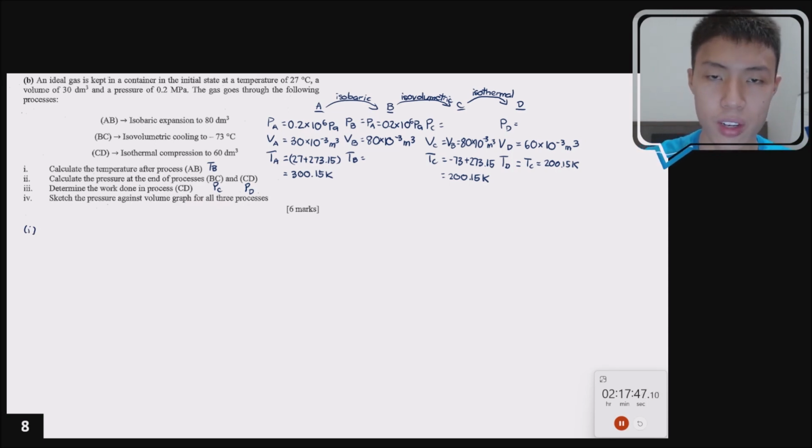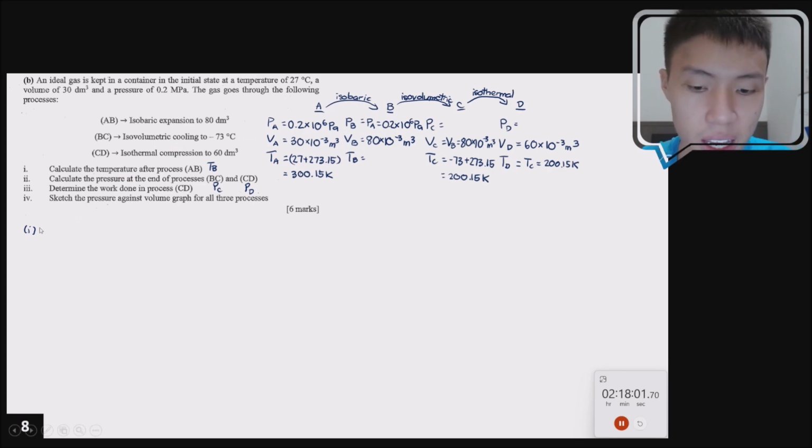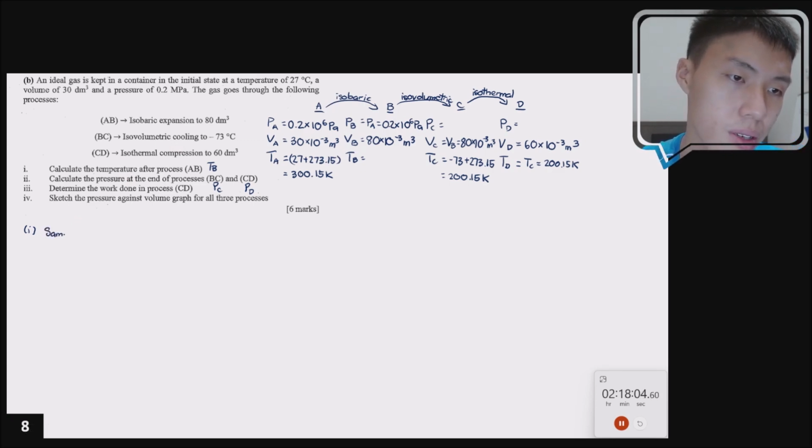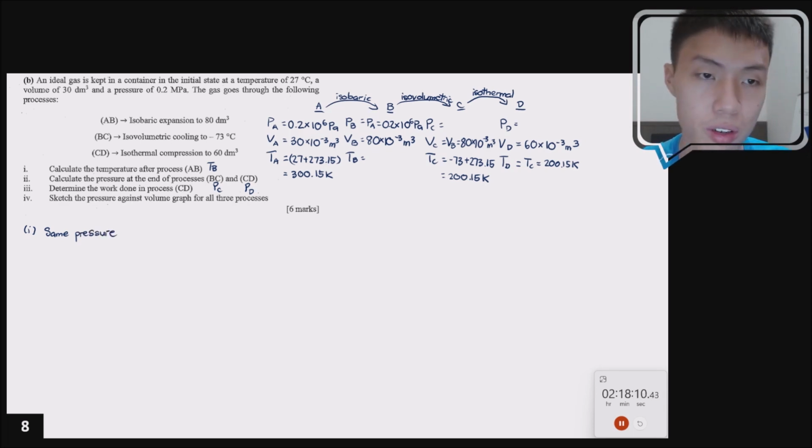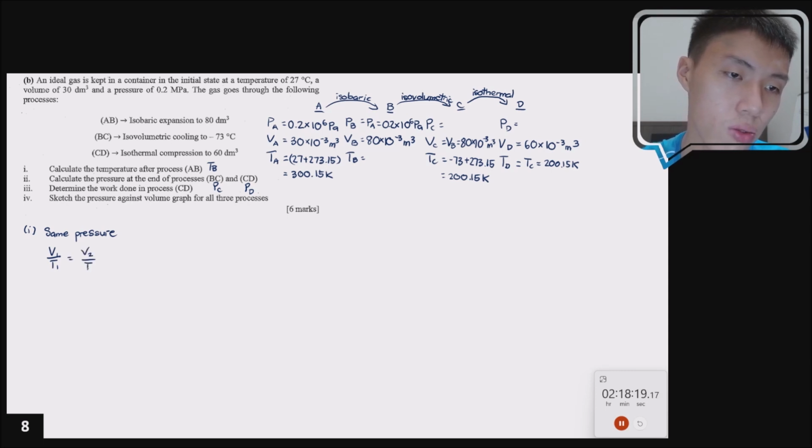To find the temperature at state B, we can try to use the ideal gas equation, but I think that's a bit too elaborate. We can compare state A and state B because they have the same pressure. From secondary school, same pressure means V1 over T1 equals V2 over T2. I think this is called Charles' law. If not, it's Guy-Lussac's law. I can't remember whose law this is, but it's V over T.